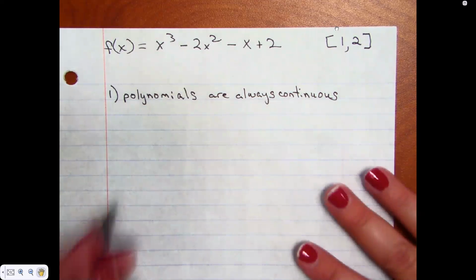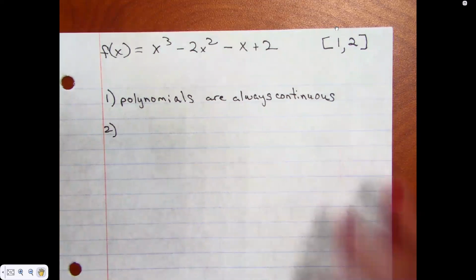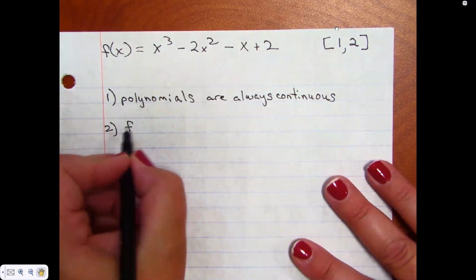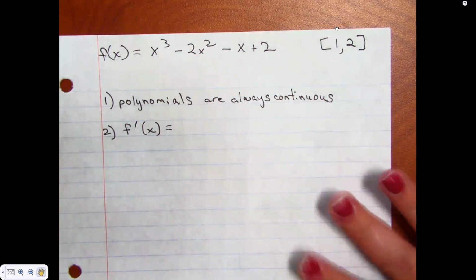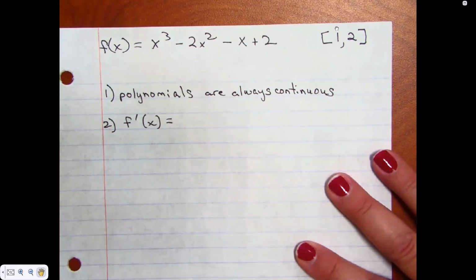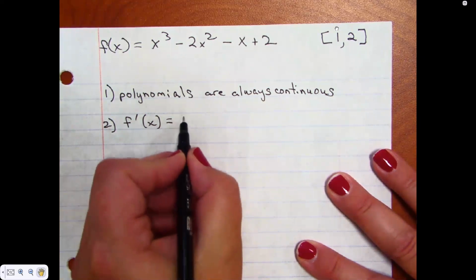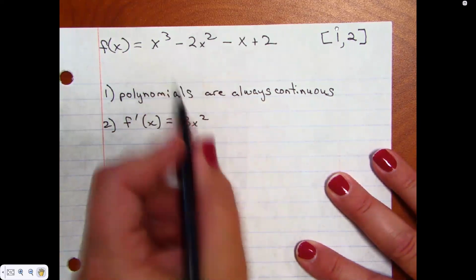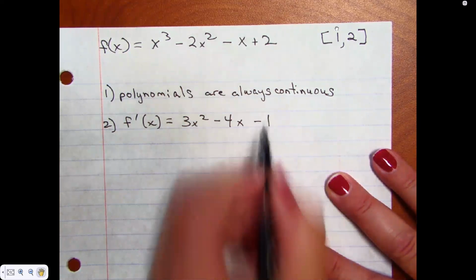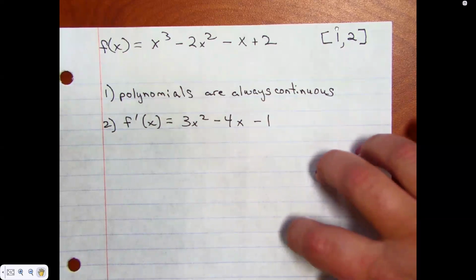But, okay, for 2, is there any issues with the derivative? So I like to look at the derivative. All right, so what is the derivative? Roll it down, subtract 1. Roll it down, subtract 1, we get 4x, and then minus 1, and the 2 goes away.